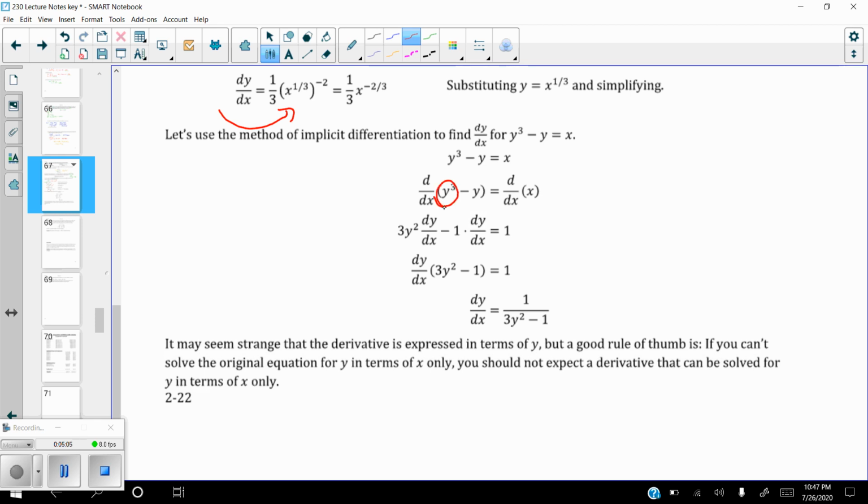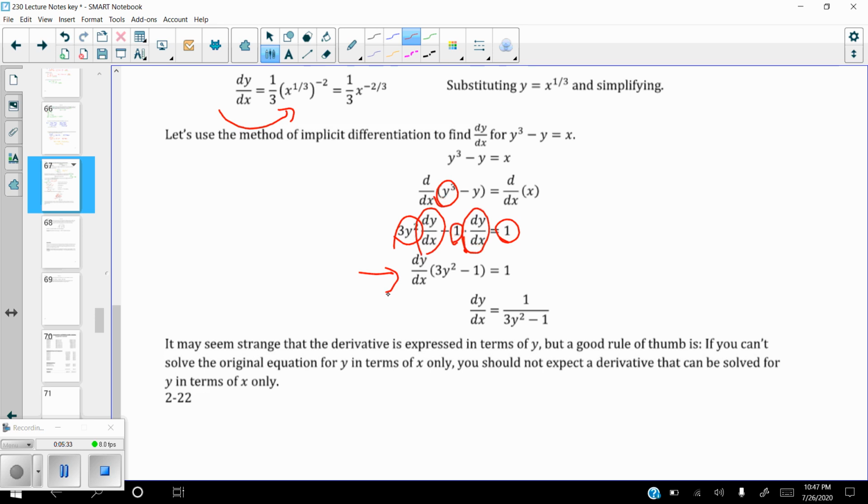So the derivative of y cubed is 3y squared, but then multiply that by the derivative of y, which is dy dx. And then minus the derivative of y, which is 1, but then multiply that by the derivative of y, which is dy dx, and then the derivative of the right side is 1. Now in this case, we want to solve for dy dx, so we actually have to factor the dy dx out, which is what we did here, leaving you with 3y squared minus 1.